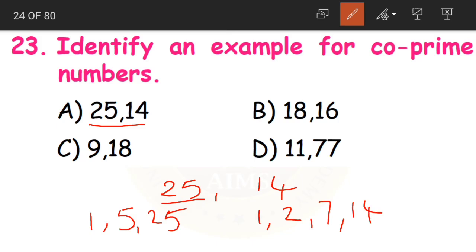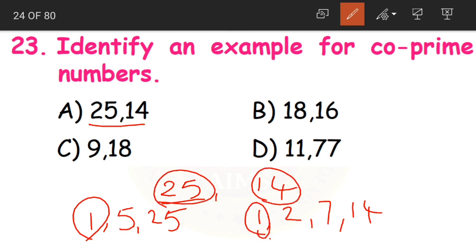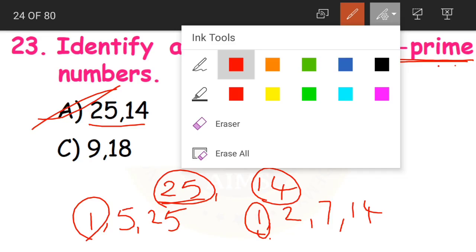Yes, so what is the common factor between these two? Only 1. Now what does that make? 25 and 14, they become our co-prime numbers. So option A is our correct answer.